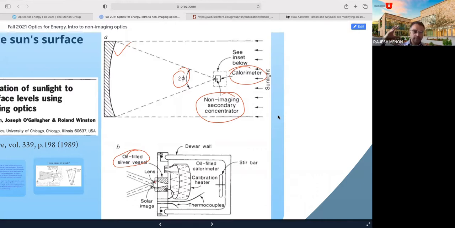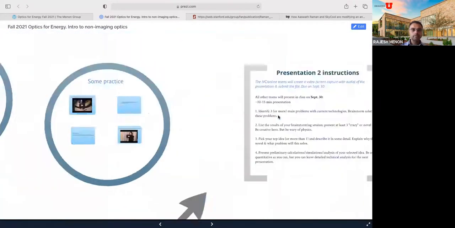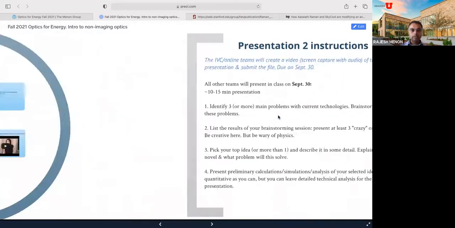It simply takes all the energy in that image and funnels it into a very, very small region here, which is then collected as heat in this very tightly calibrated calorimeter that you can see. And if you're interested, take a look at the paper. It's actually quite good, quite useful. Now, I'll come back to that later.